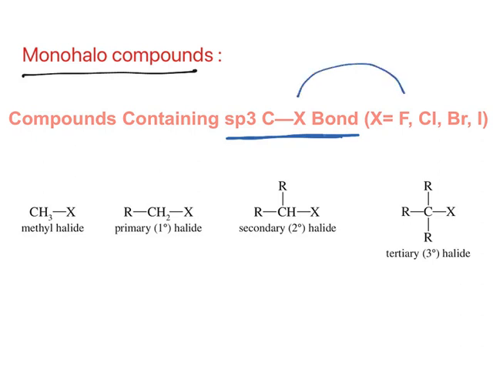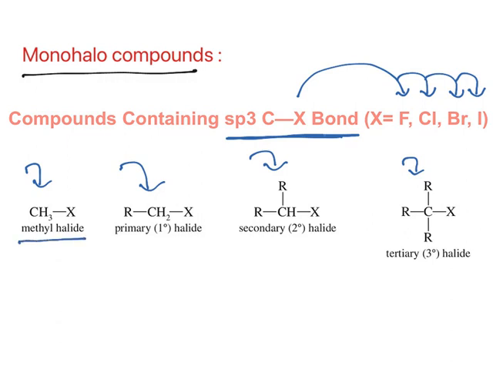See, halogens: we have fluorine, chlorine, bromine, iodine. All of them are halogens. Now let us understand the classification in this one. See, all here a halogen is attached to an sp3 carbon. Now in this again, methyl halide: to methane a halogen is attached, it is called methyl halide.